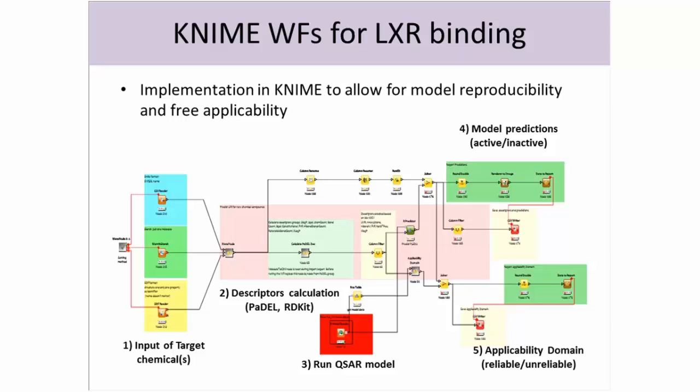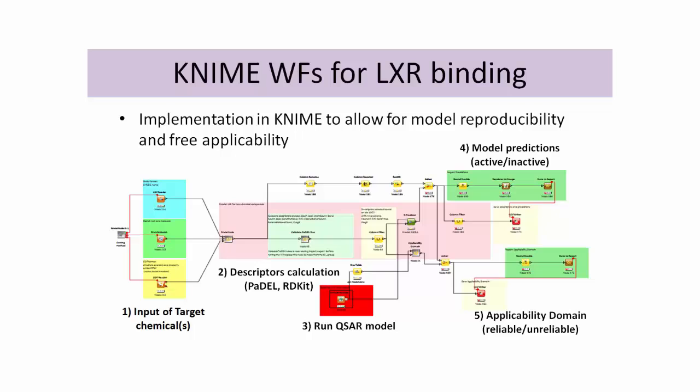Then you have a part of the workflow that calculates the descriptors. We have two workflows, one based on PADEL and one based on RDKit descriptors. Then you run the QSAR model, and you get the model prediction as active or inactive, where active in our case means potential Helix star binder, or inactive, that is potential non-binder. And then applicability domain, where you have information about the reliability of the prediction, so you will know whether the prediction is reliable or unreliable.